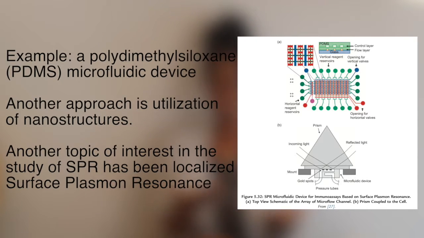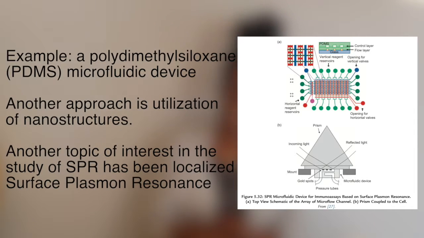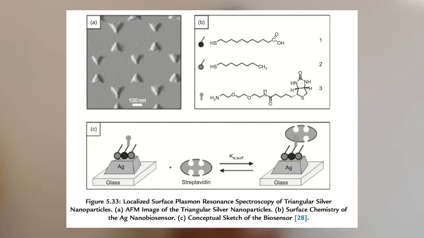Another approach is utilizing nanostructures for surface plasmon resonance. Another topic of interest in the study of SPR has been localized surface plasmon resonance spectroscopy of triangular silver nanoparticles. This technique utilizes localized surface plasmon resonance in nanoscale metal patterns in order to detect different molecules, antigens, or antibodies. So let's jump into talking about optical spectroscopy.